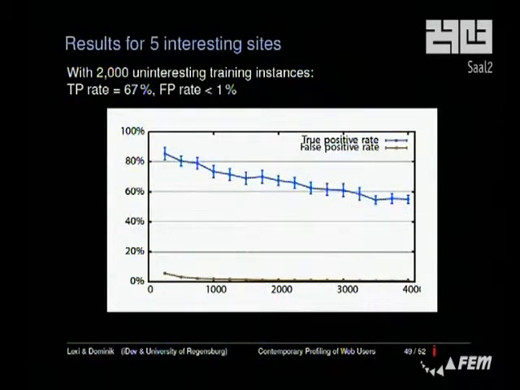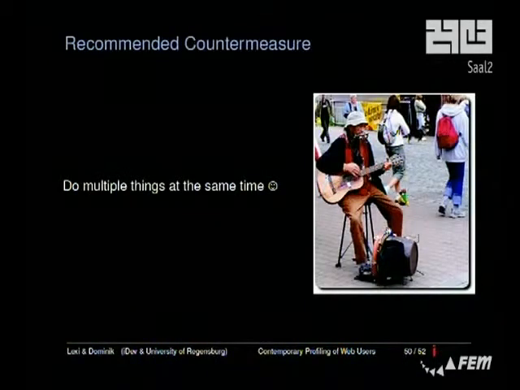And the true positive rate stays at 67%, which is still pretty bad from a privacy research standpoint. So what should you do?